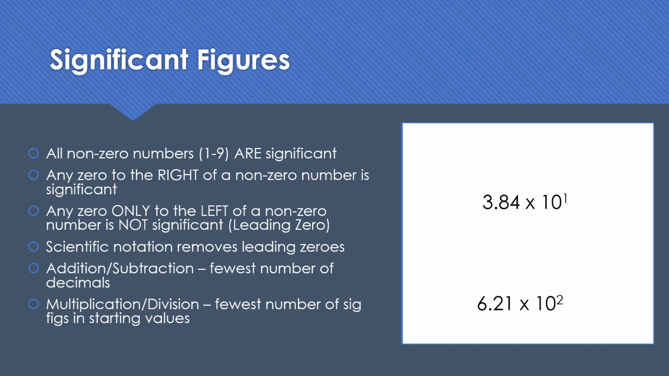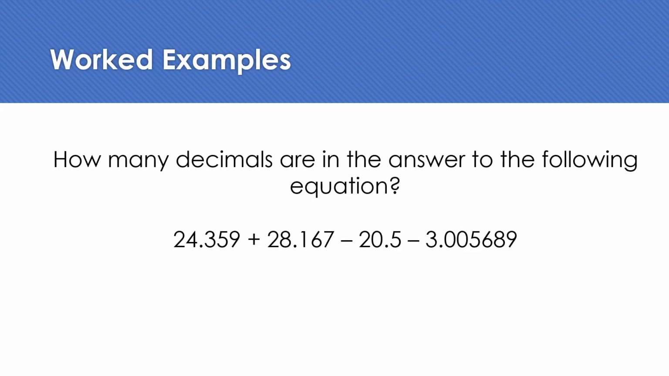So let's work a couple examples. All right, so we say, how many decimals are in the answer to the following equation? So we're not doing the math. We don't have to calculate it. We just want to know how many decimals we are going to get. And I don't say sig figs, I don't say significant figures, because it's addition and subtraction. The actual number of significant figures doesn't matter, just the decimal places.